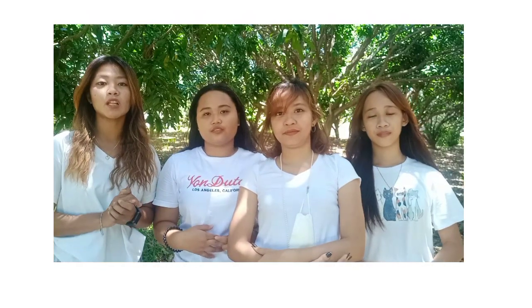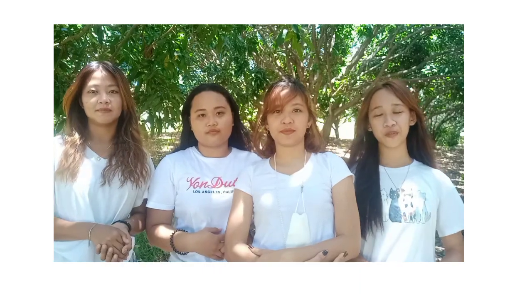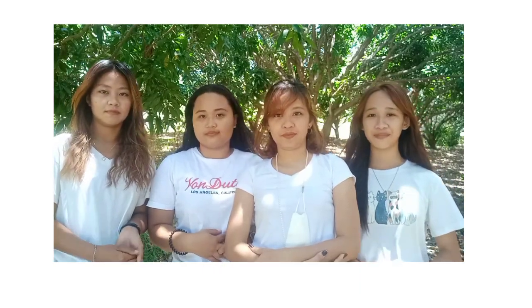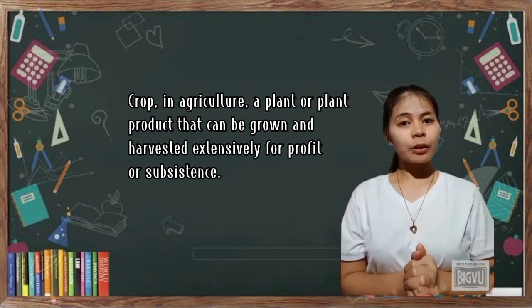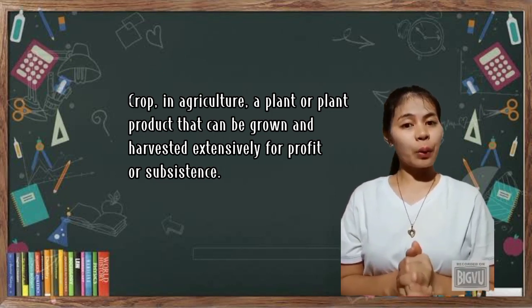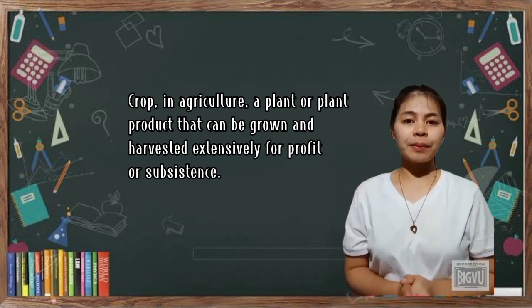Our topic is all about crop production. Let's define first what is crop and crop production. Crop in agriculture: a plant or plant product that can be grown and harvested extensively for profit or subsistence.